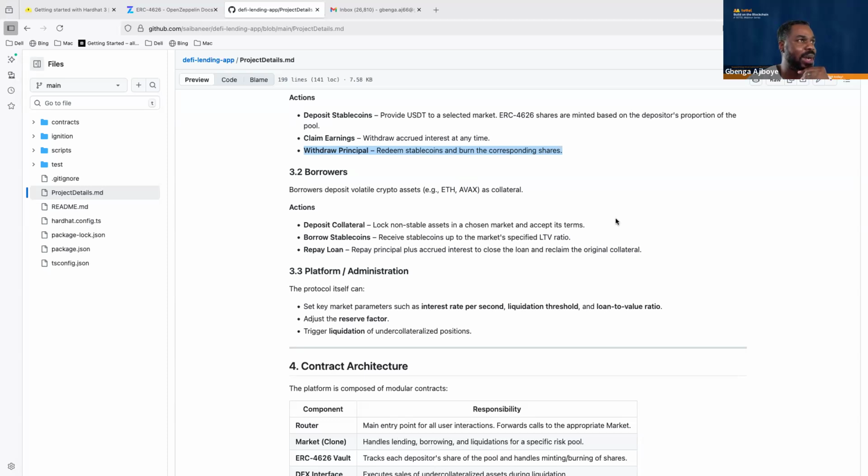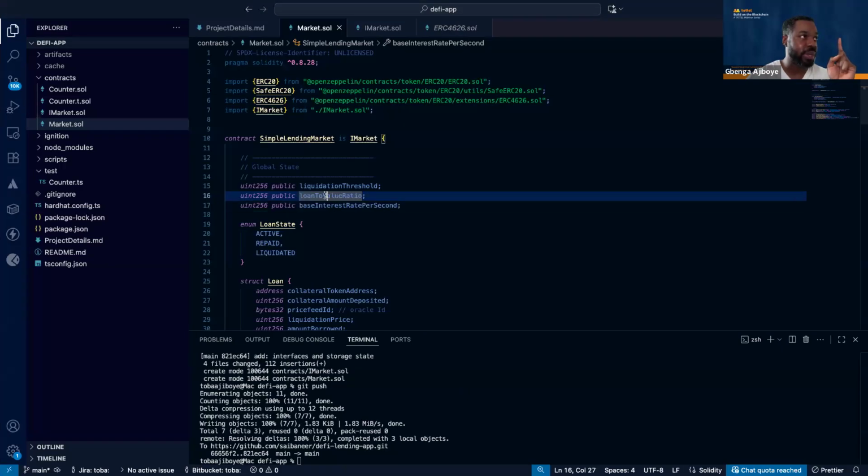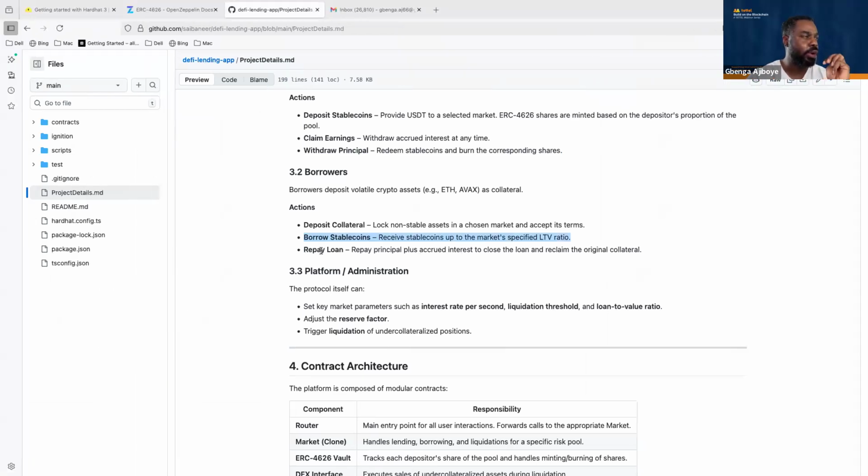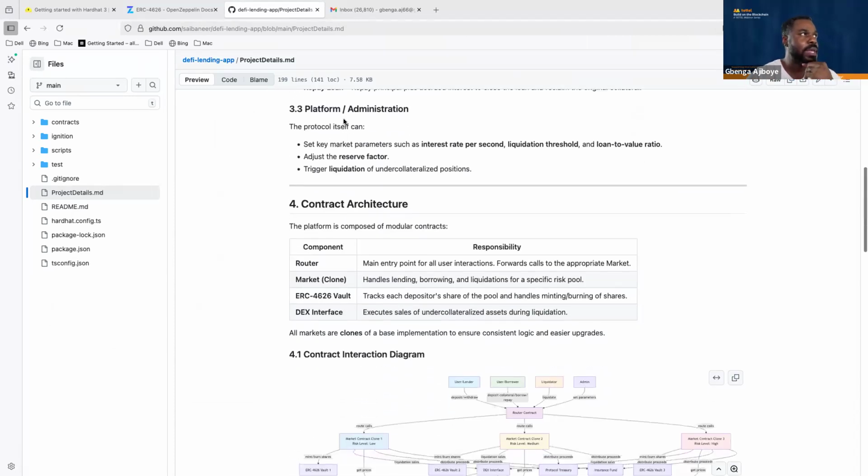Now, once a borrower has deposited, so they do one action, they deposit, then they can borrow up to the LTV, which is the loan to value, which is this value. I'm going to talk about this very shortly. And then the repay loan, obviously, you have to repay that loan. So the market, the platform itself can do certain things. The platform can set interest rates.